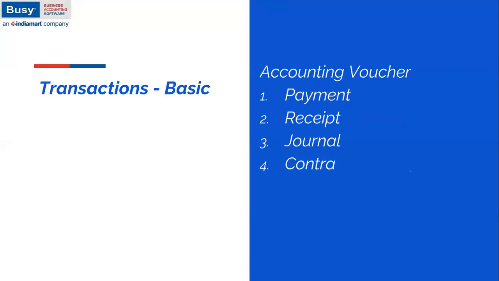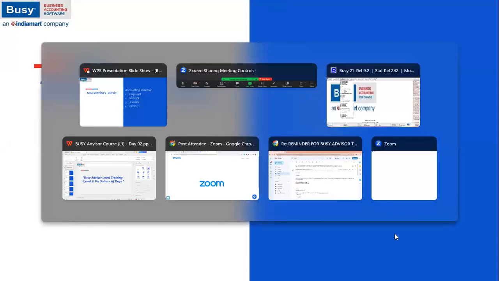That is accounting voucher. Now we'll discuss the pure accounting vouchers. Pure accounting vouchers in the sense payment, receipt, general, contra. These are all pure accounting vouchers. So how to do the payment entry, the receipt entry, the general entry or the contra entry? For that, we'll move on to Tally.